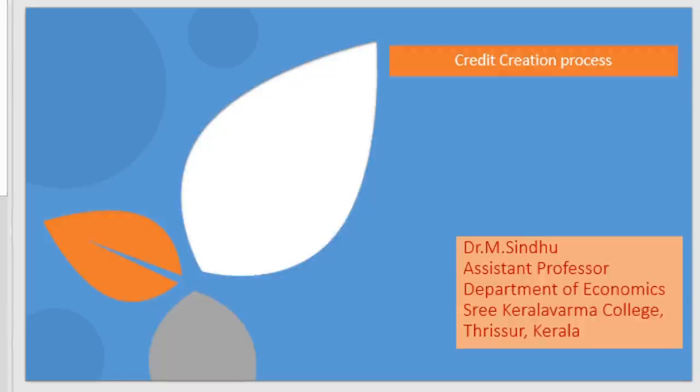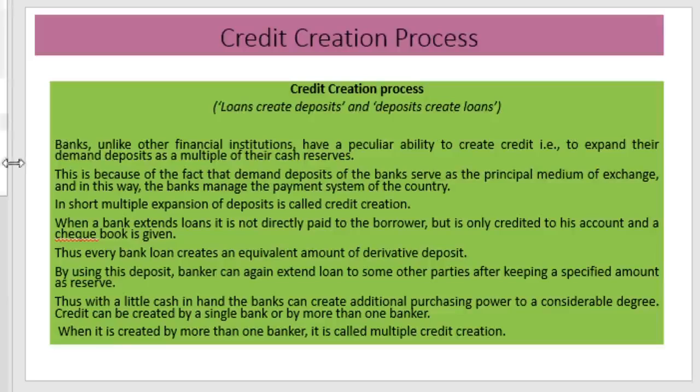Today we will discuss the credit creation process of commercial banks. We know that one of the important peculiar features of a banking institution is the capacity to create credit from their deposits. This credit creation process can be explained as loans create deposits and deposits create loans. This is the process of credit creation: from the deposits, loans are created, and from the loans, the deposits are created. The process of this credit creation is explained in the following sections.